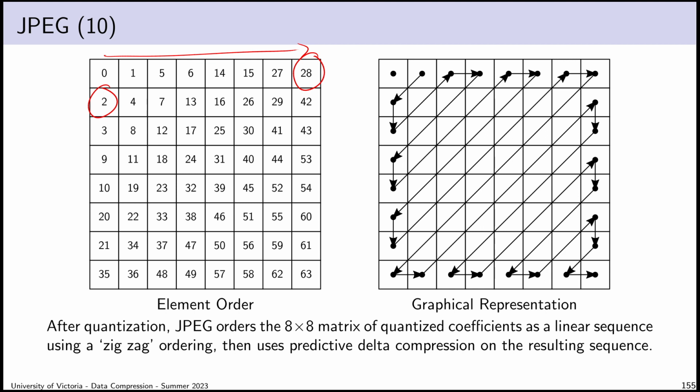Whereas what I sort of want is the more quantized stuff should all be together, because it'd all be small values and delta compression can make better work of it. So instead, what JPEG uses is a sort of zigzag order.